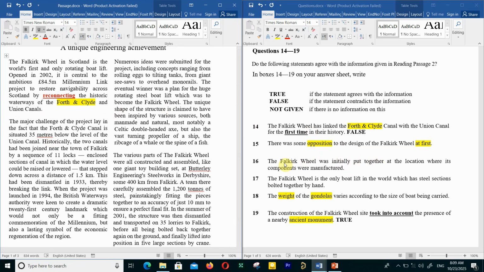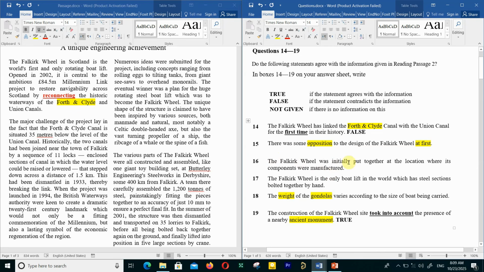Just let me highlight the keywords for questions 16 and 17 as well, so that we can know what we're looking for. Because in True/False/Not Given, maybe you have Not Given, so you don't know where to stop your looking.